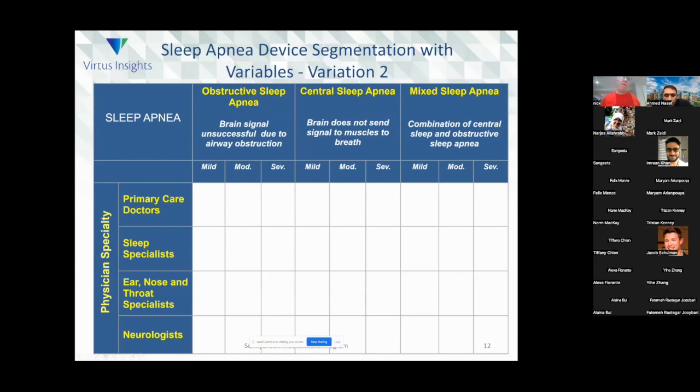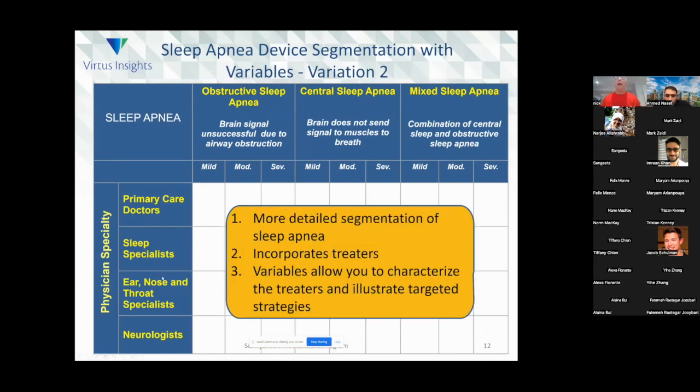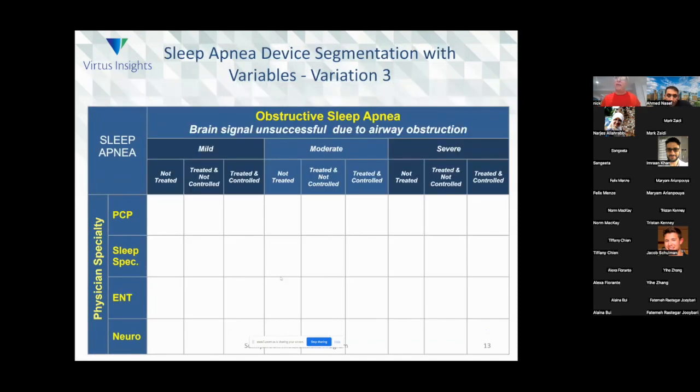And on the other variables, you could look at physician specialties: neurologists, ENTs, sleep specialists, primary doctors. I know you weren't asked to use those variables, but you can do that. You can use different variables. And this is an example of that. This one, the variables, allows you to characterize these treaters and illustrate targeted strategies against different treaters because they think differently.